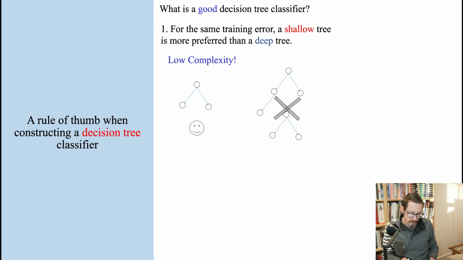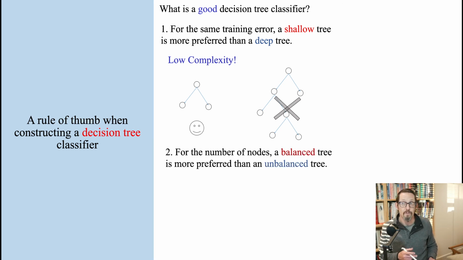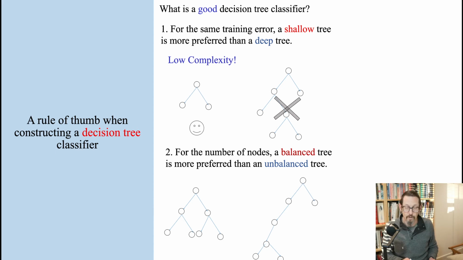If at all possible, we would like to have a balanced tree, right? So a tree which has equal numbers of nodes on the left and the right. A tree which is unbalanced like this may be more prone to overfit the data.